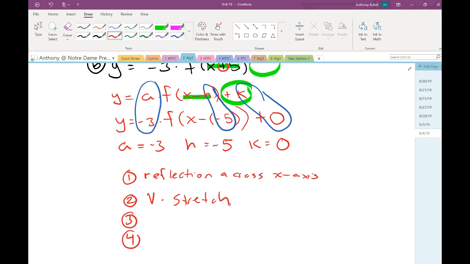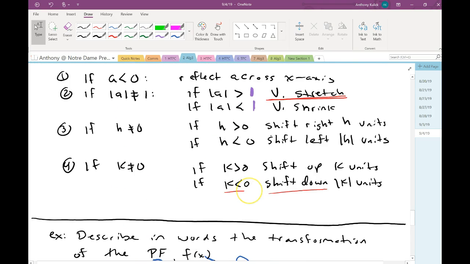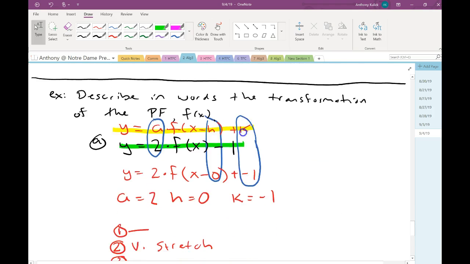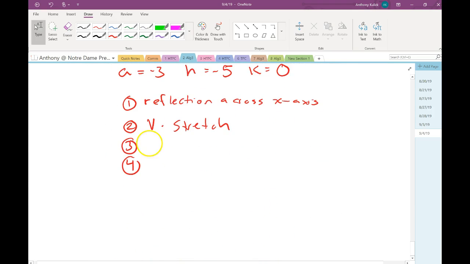Next, we'll look at number 3. So if I look at 3, it says if H is not equal to 0. What was our H? Negative 5, which is definitely not 0, right? So we need to look at, is H positive or negative? Ours is negative, so we're going to go left 5 units. Everybody okay with that?